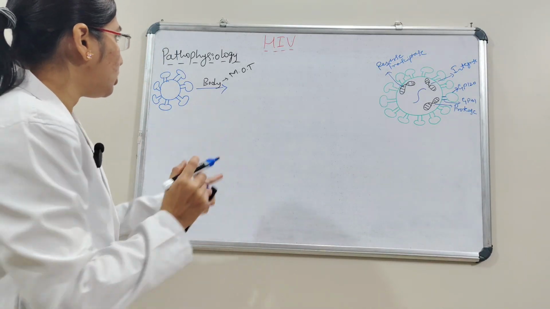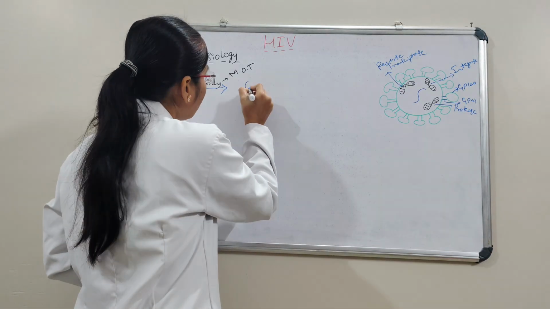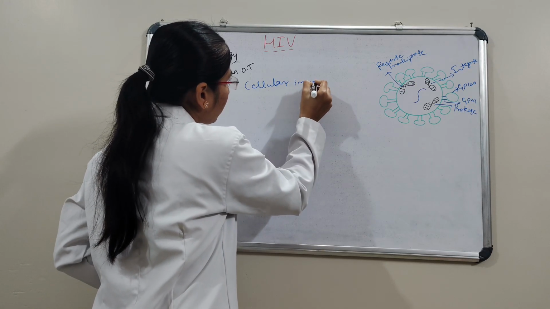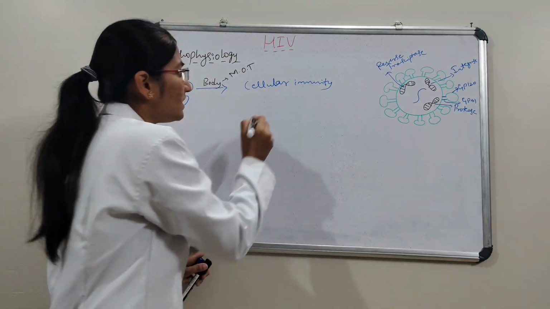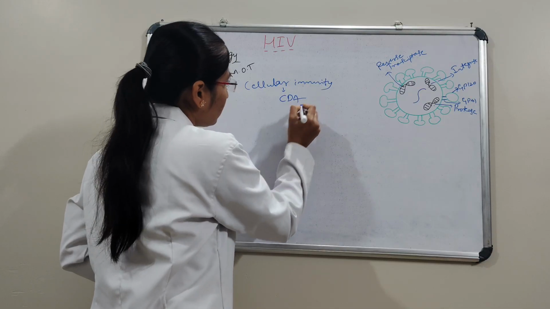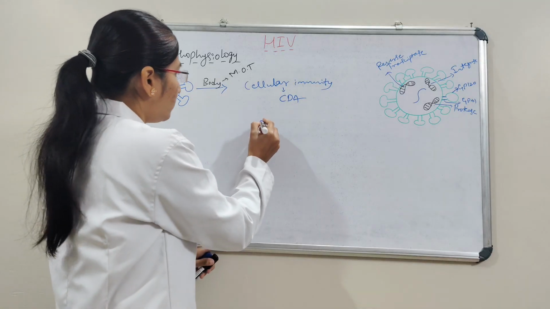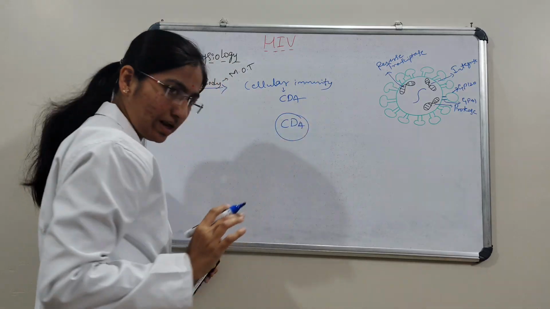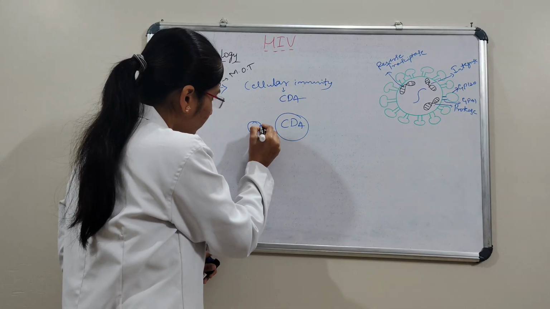And then it's going to target CD4 cells. That is cellular immunity. It is going to attack CD4 cells. Here what happens? Okay, here this is a CD4 cell, and this one is the HIV virus.